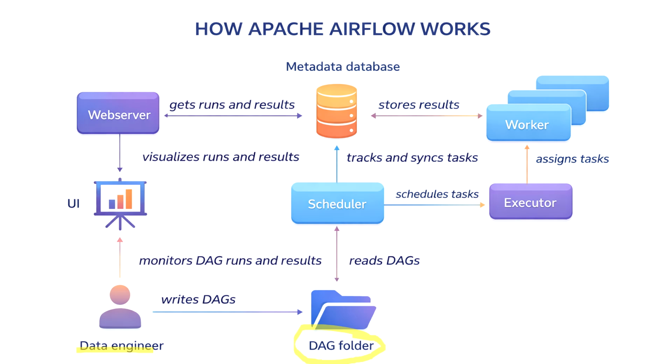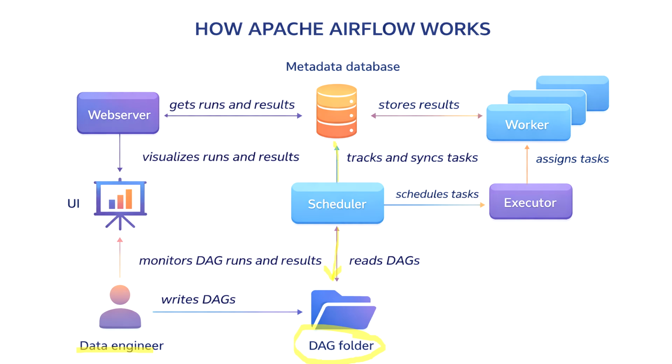then the scheduler continuously reads the DAGs from the DAG folder. So every time you place a Python script or a DAG inside the DAG folder, it is automatically identified by the scheduler. The main responsibility of the scheduler is to check the schedules, identify which DAGs are ready to run, and decide which task can be executed next based on the dependencies. Once tasks are ready, the scheduler creates task instances and updates the information in the metadata database.